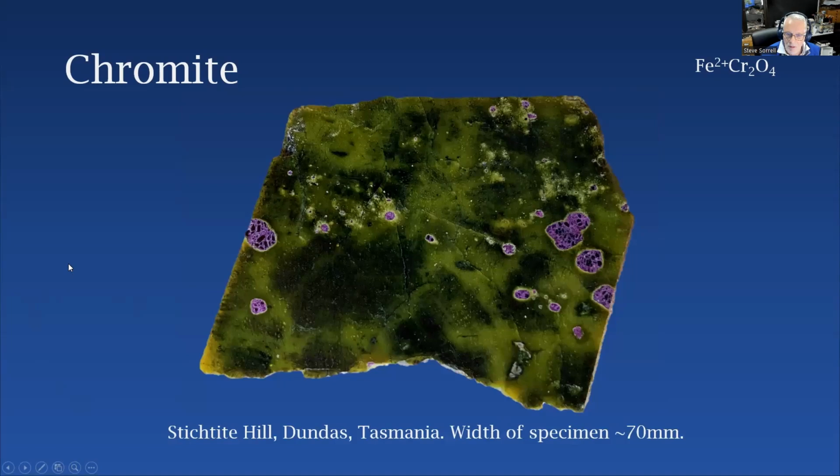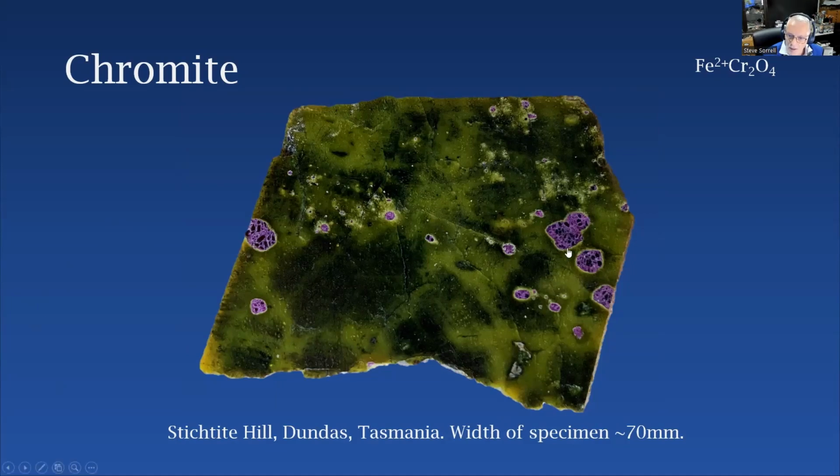And they were in the Dundas area for quite a long time, that's where stichtite was first found, and there was a lot of conjecture as to how the stichtite actually formed and what it formed from, because chromite is quite unresponsive to change. It doesn't easily alter.